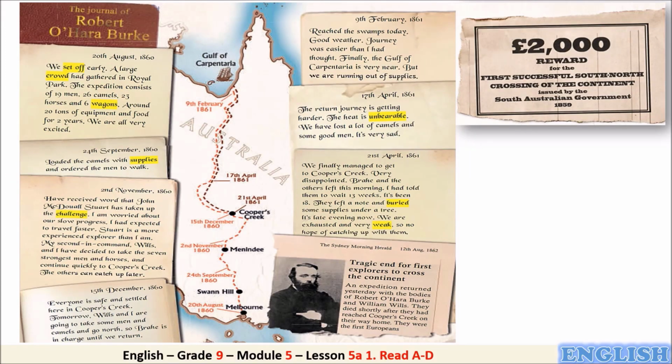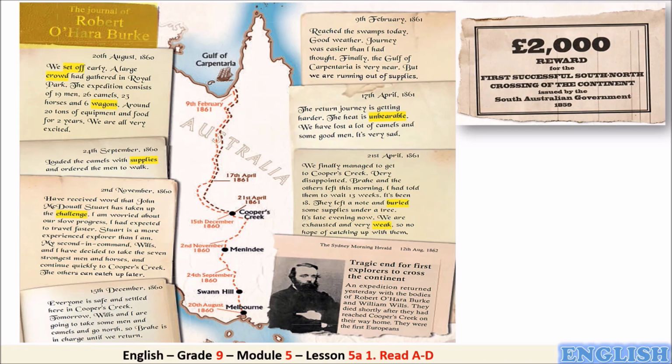Module 5. Destinations. 5A. 1. Read. £2,000 reward for the first successful south-north crossing of the continent, issued by the South Australian Government, 1859. The Journal of Robert O'Hara Burke.